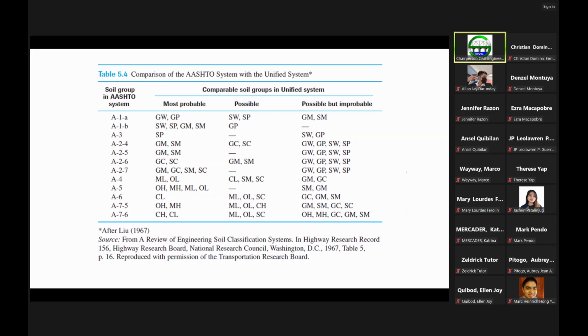Then possibly this is well-graded sand or poorly graded sand. In these materials, it is possible, but improbable, that it is a silty gravel or silty sand. That is just his comparison, just to give you an idea how Liu tried to compare the materials in the AASHTO and the USCS systems.